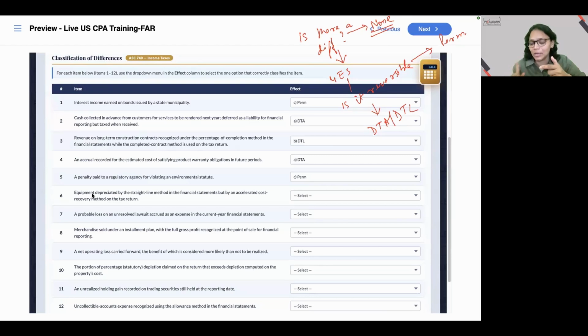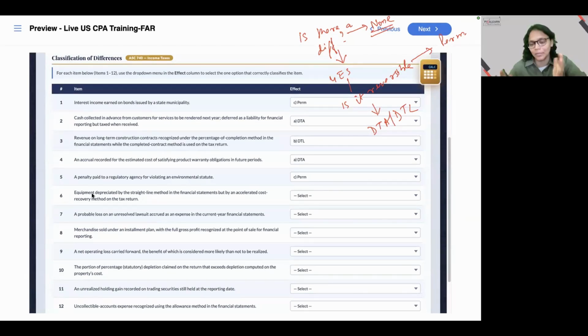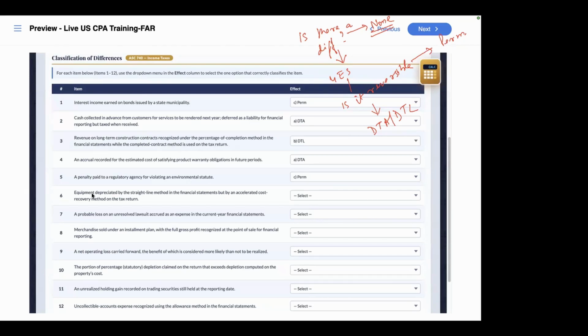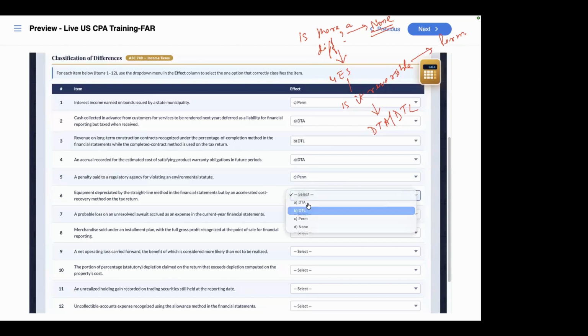Not net income, taxable income. Use the words taxable income and accounting income. Net income should always mean GAAP income, okay? So what is happening? You're reducing your taxable income. The accounting income is more, so it will create a DTL. Is that clear?